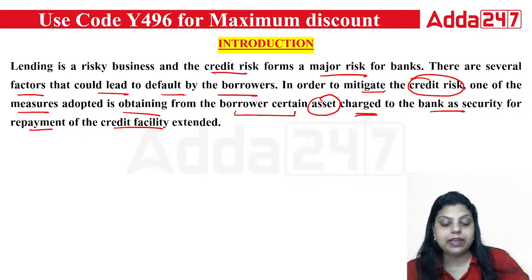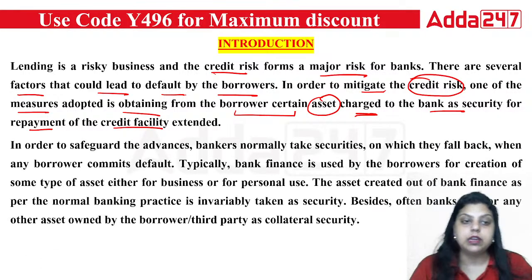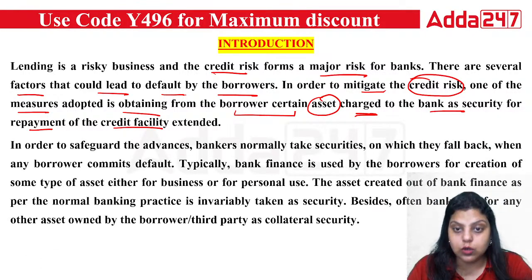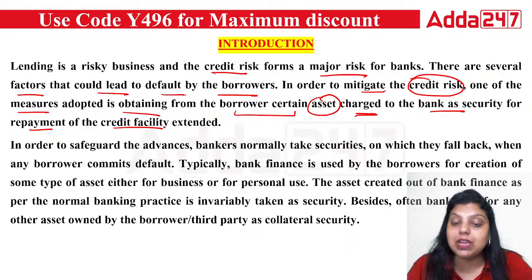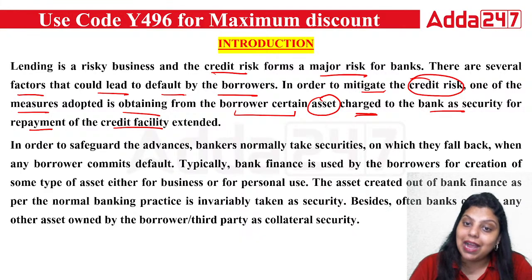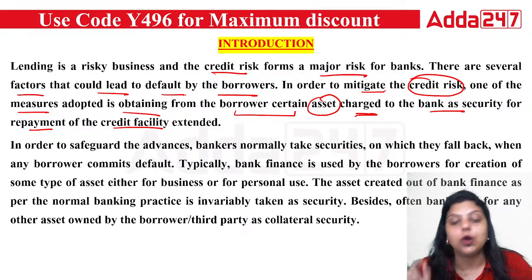Now, in order to safeguard the advances or the loans that banks provide to their customers, bankers normally take securities on which they fall back when any borrower commits default. If any borrower defaults and does not repay the loan, then the bank uses that security or collateral to recover its funds.